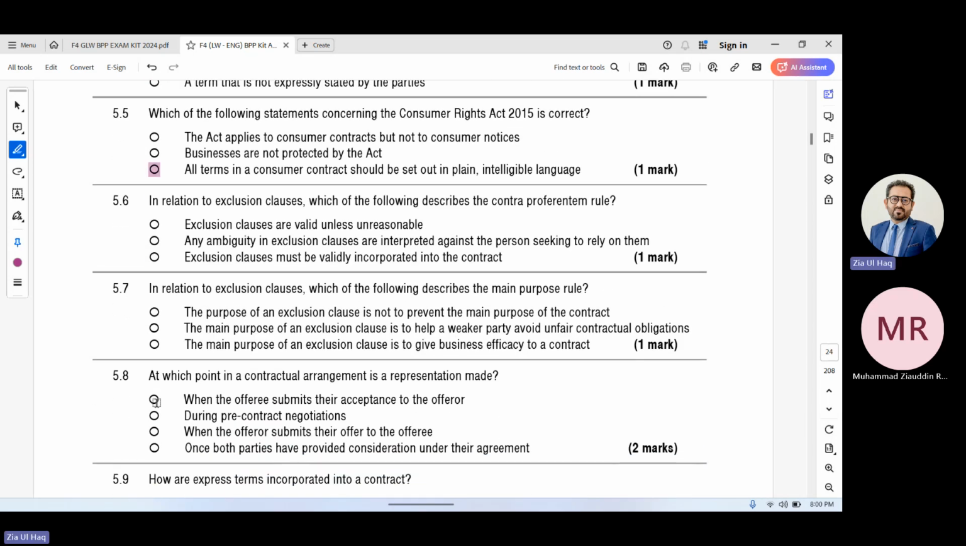5.6. In relation to exclusion clauses, which of the following describes the contra proferentem rule? Exclusion clauses are valid unless unreasonable, or unless reasonable. This is not the contra proferentem rule. This means if you are including any exclusion clause, that must be clearly defined. There shouldn't be any ambiguity. Any ambiguity in an exclusion clause is interpreted against the person seeking to rely on it. Yeah, this is. Exclusion clauses must be validly incorporated into the contract. This is not contra proferentem.